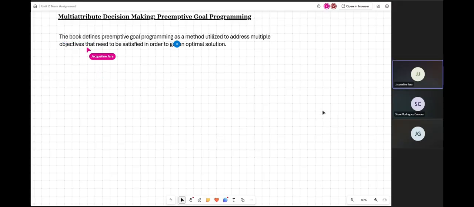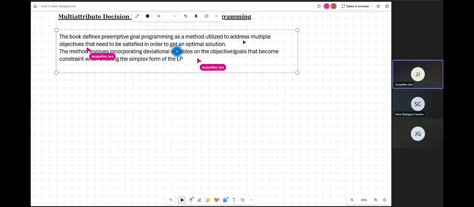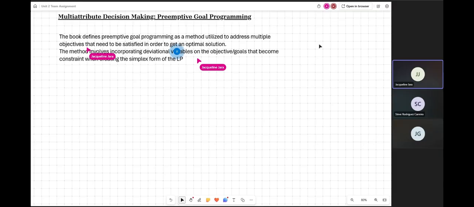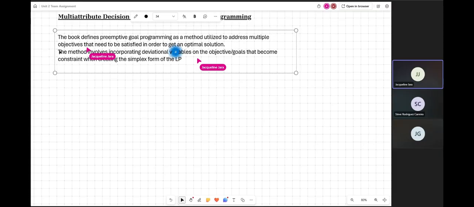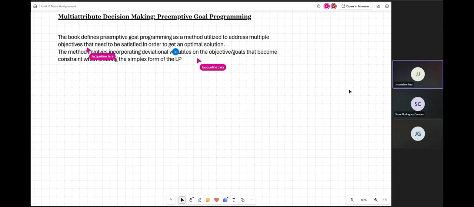This method involves incorporating deviational variables on the objective goals that become constraints when creating the simplex form of an LP. These deviational variables are defined by Si plus, which is the amount that we exceed the ith goal, and Si negative, which is the amount we are numerically under the ith goal.